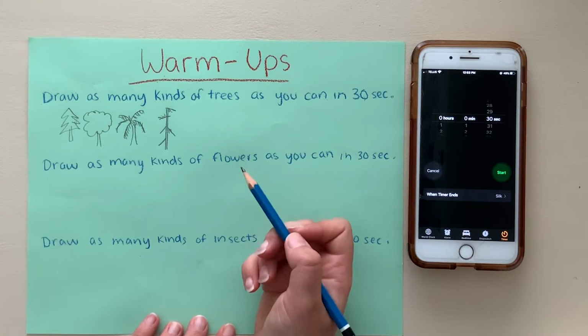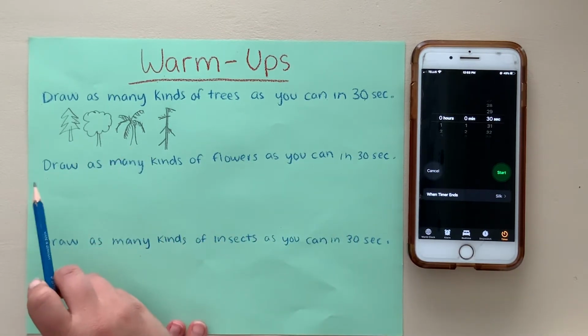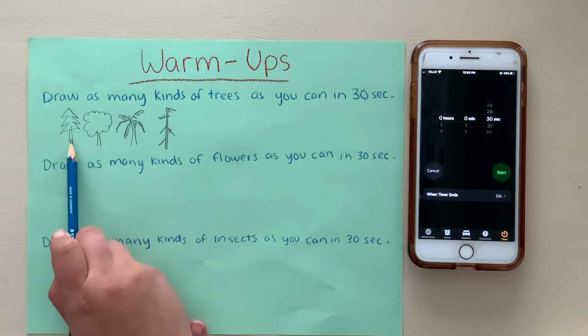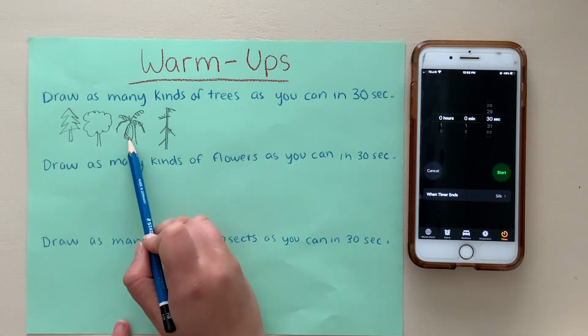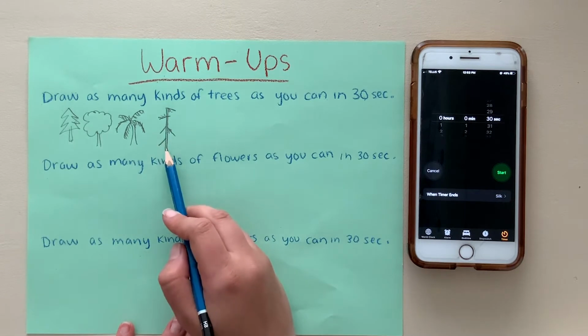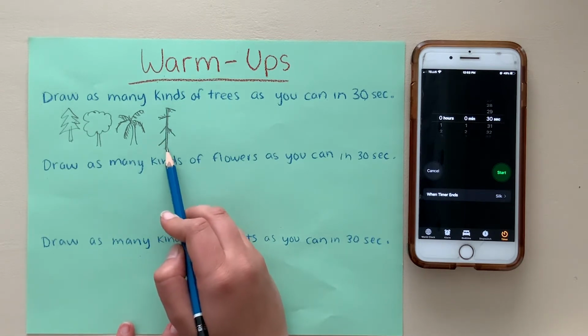Okay, so I didn't do very well. I only got four kinds. So I have just a regular sort of pine tree. We have a maple tree, a coconut tree, and then I was just getting started on another tall tree, and I forget what these ones are called, but they have them a lot up north.